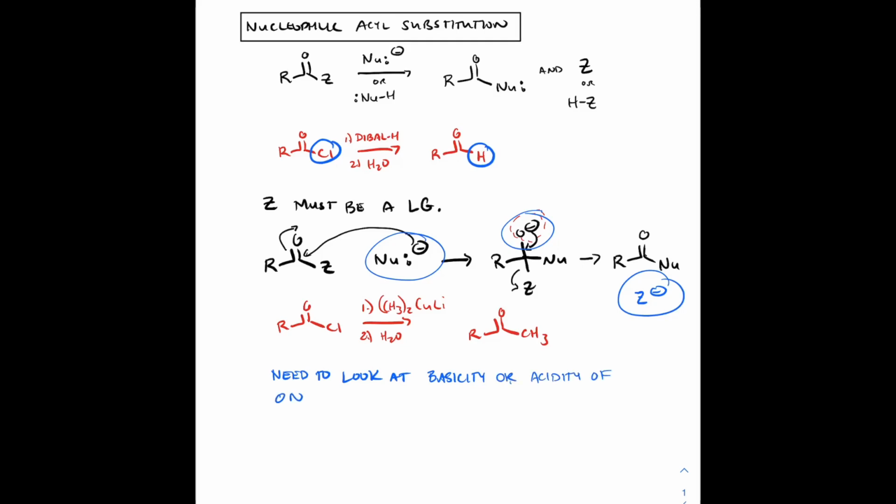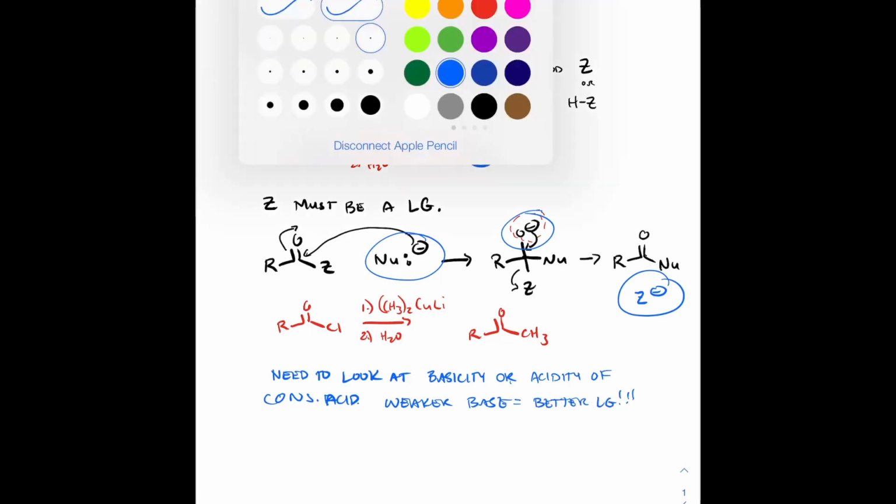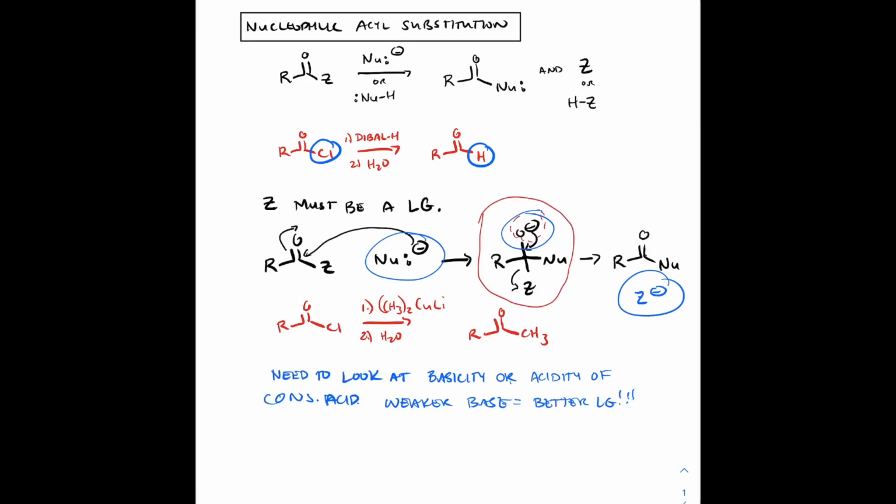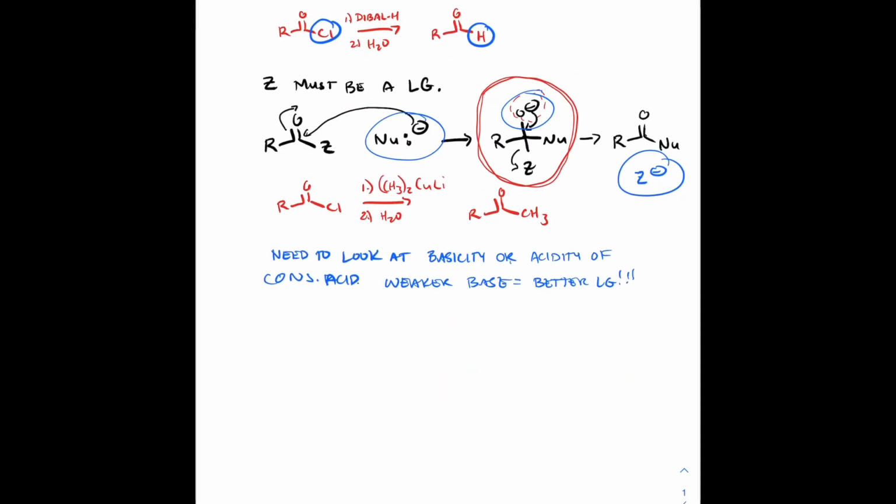So when we're looking at what's going on with this particular reaction, remember Z as a leaving group is going to be viewed as Z minus. We also have this negatively charged nucleophile. We have the negatively charged oxygen in there. And so we want to look at the basicity or the acidity of the conjugate acid. And remember that the weaker base means it's going to be a better leaving group.